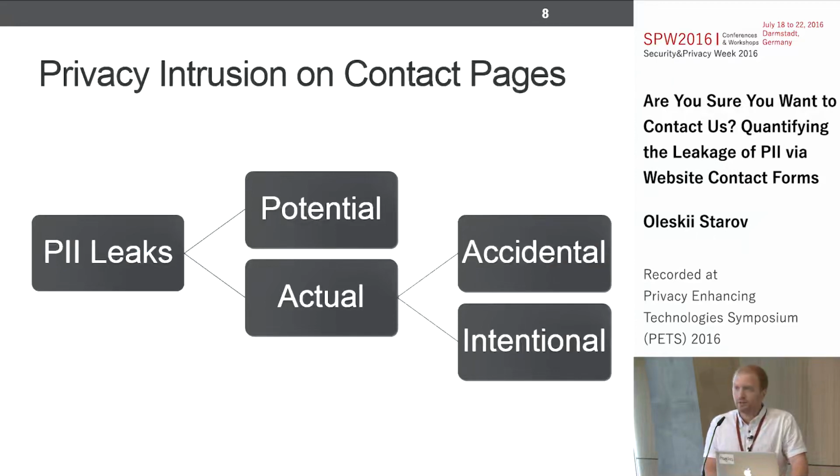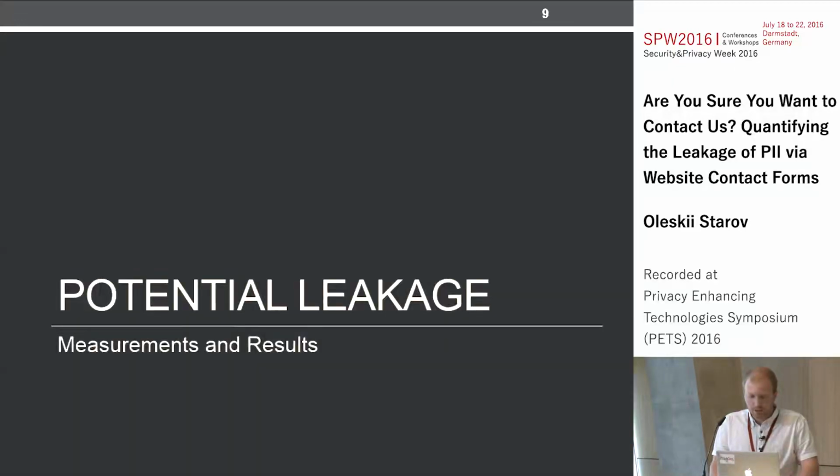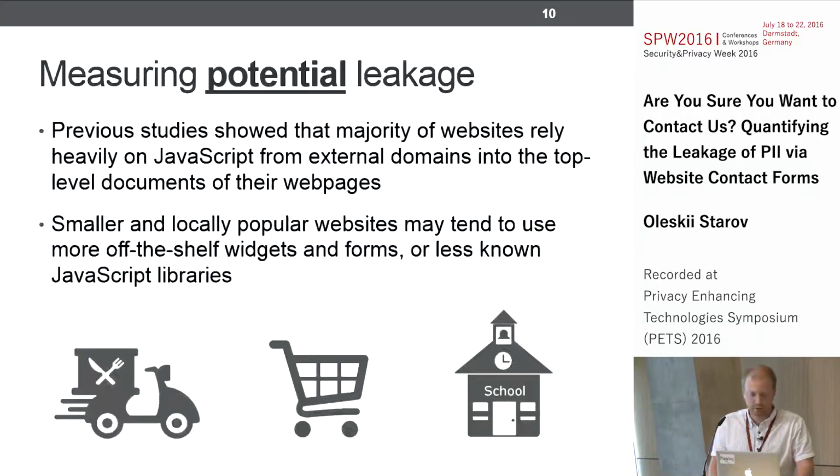So for the current study, we use the following classification of privacy intrusions possible on contact pages. If we are talking about PII leaks, we can separate them, in terms of measurement, into potential leakage and actual leakage. And if we speak about actual leakages, we can try to distinguish between accidental leakage because of poor programming practices and intentional leakage, as I showed, like some marketing scripts. So let's start. The first task for us was to measure the potential of the leakage.